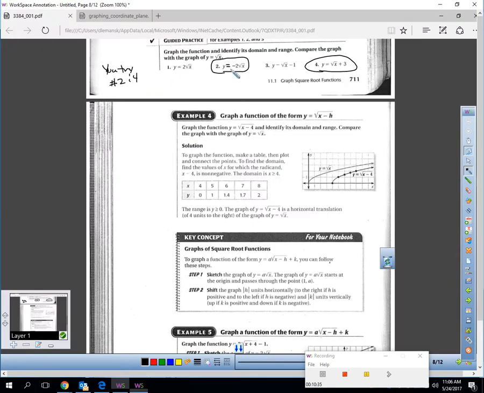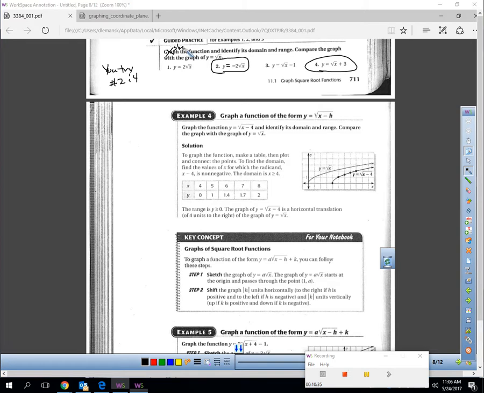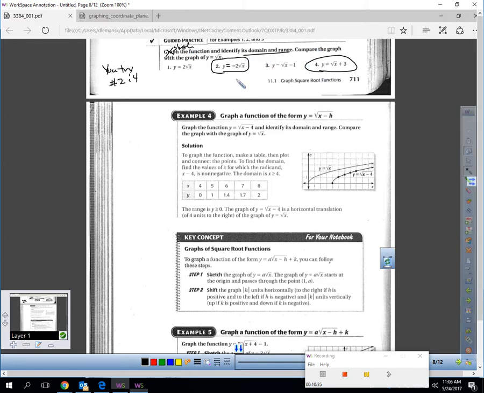Let's have you pause the video and try numbers 2 and 4. I want you to sketch the function, identify the domain and range of the function, and then compare it with the graph of the parent function. So I would actually sketch both and then find the domain and range and then compare it with two sentences. Pause the video and do that.